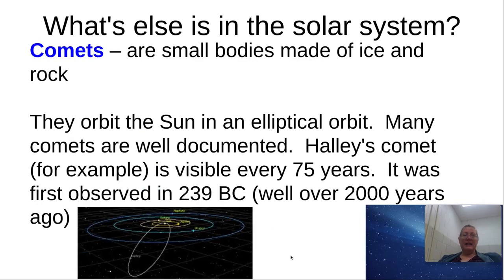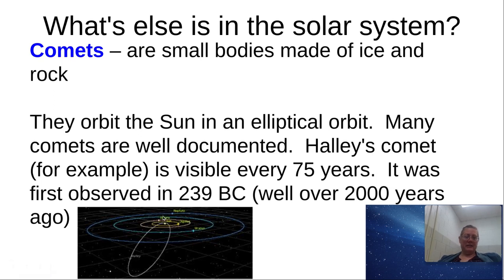What else? Comets. Comets are small bodies made of ice and rock, and they orbit the sun in a very elliptical orbit. A lot of the comets are very well documented. For example, Halley's is probably our most famous one. It was observed well over 2,000 years ago. The Chinese described it in 239 BC.